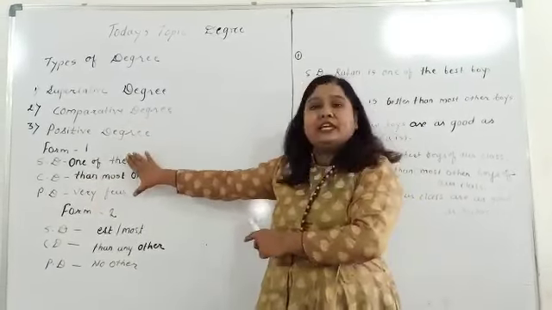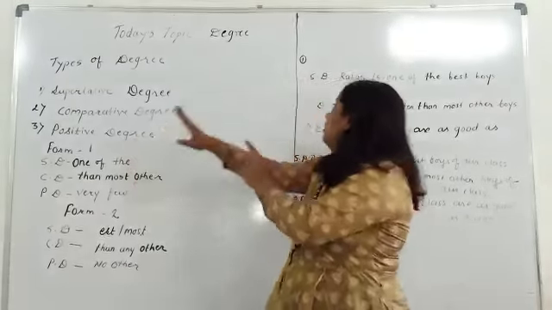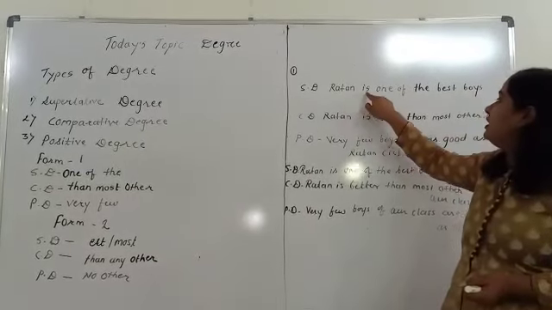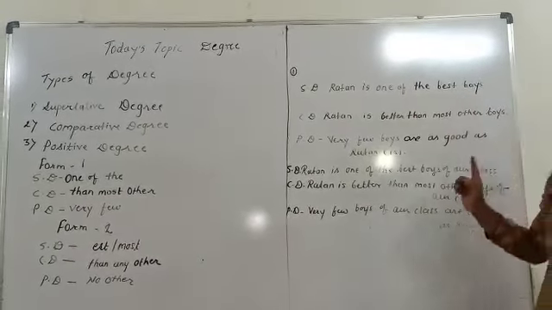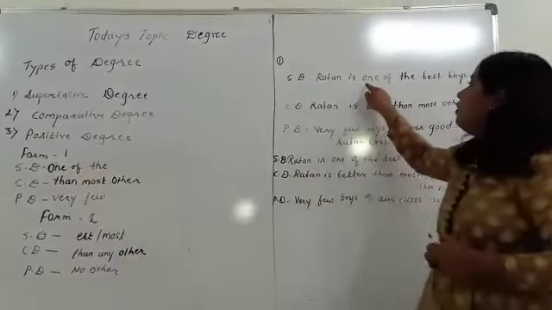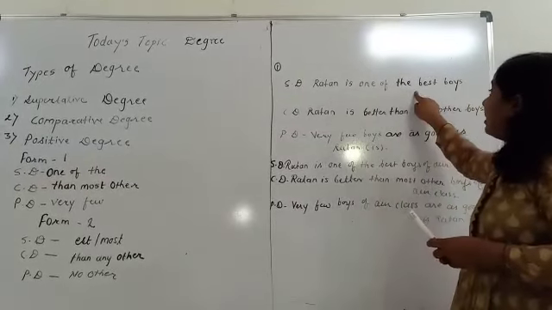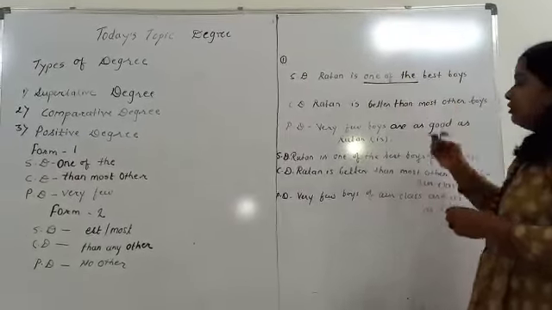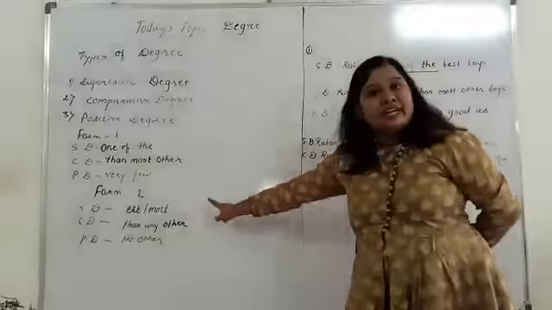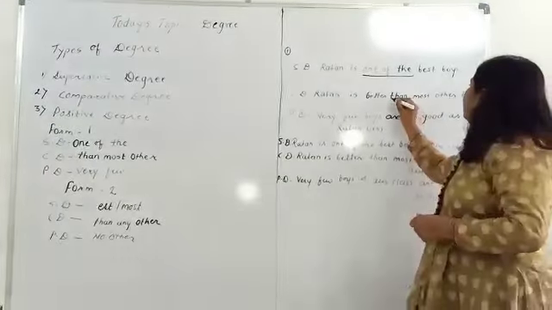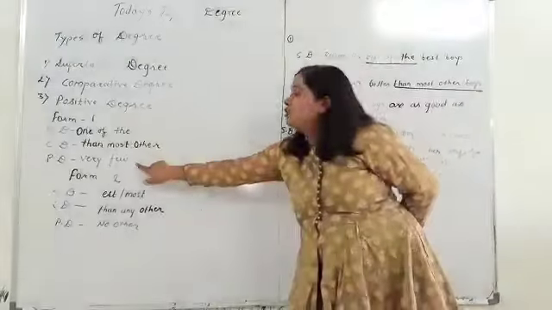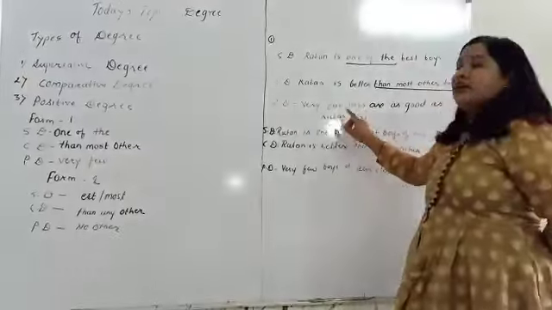Now we will see the application of this formula 1 on the sentences. See, sentence number 1, Ratan is one of the best boys. As I told you, in form 1, you will be seeing the phrase one of the. Now observe the sentence, Ratan is one of the best boys. Here we have found the phrase one of the. Now according to this formula, while transforming the sentence, we will take than, most, other, and while transforming the same sentence into positive degree, we will take very few.